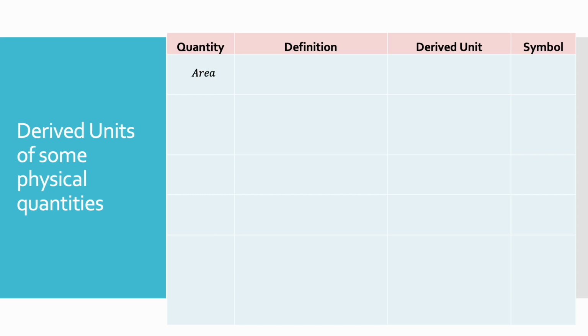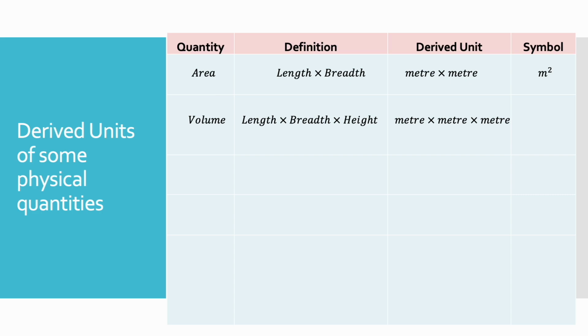Area. Area is calculated by multiplying length and breadth. So its derived unit is meter multiplied by meter, which gives us meter squared, symbolized as m squared. Then comes volume. Volume extends the concept of area by adding height. So it is length multiplied by breadth multiplied by height. That gives us meter multiplied by meter multiplied by meter, or cubic meter.